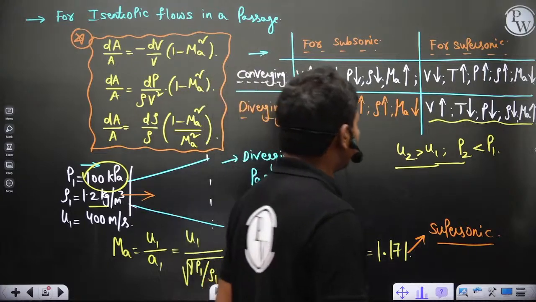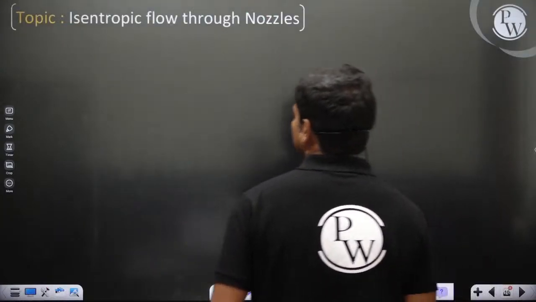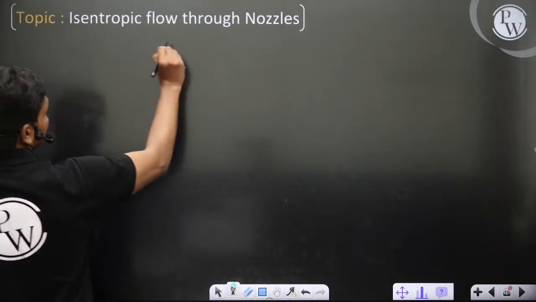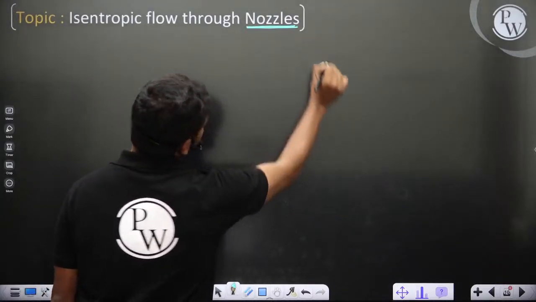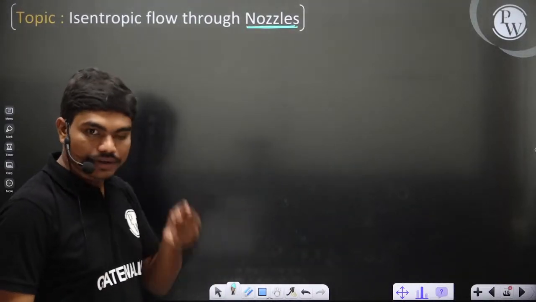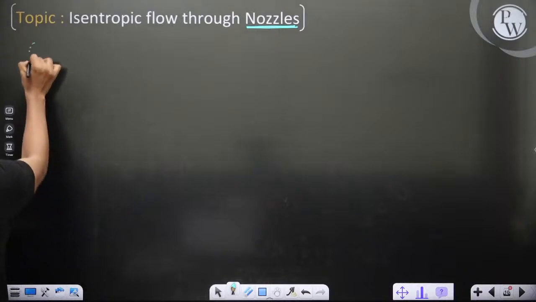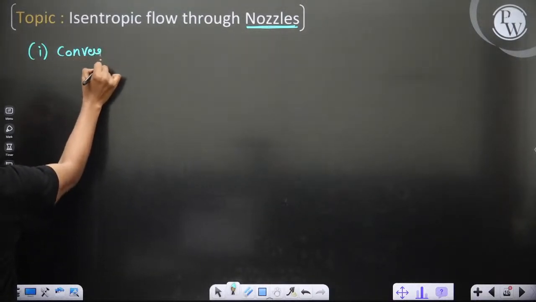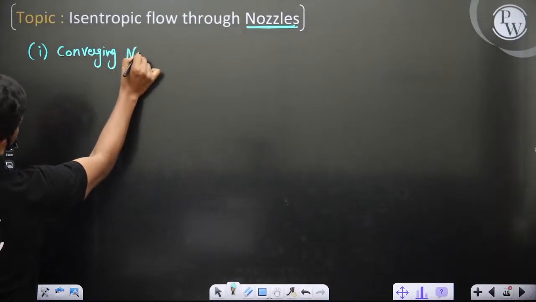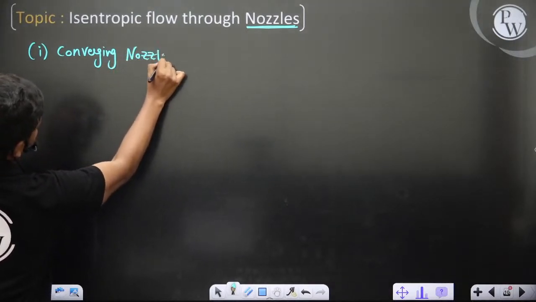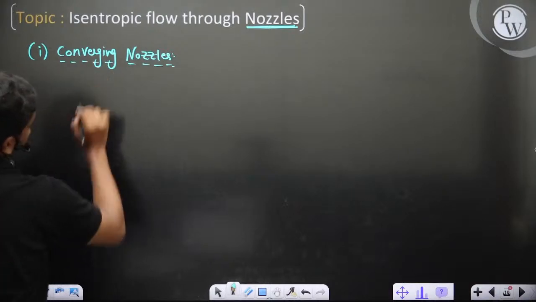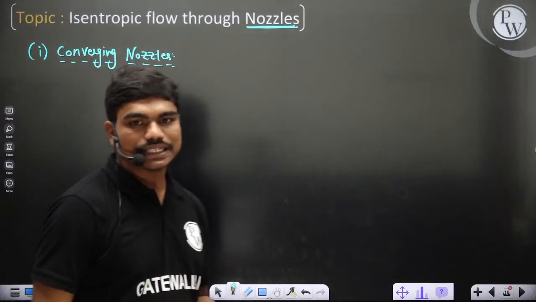Okay, now let's see isentropic flow through nozzles. Of course, the same thing which we were talking about, but here one thing, it's not passes. We have come to a clarification that they are nozzles actually. Now let's see. First case, we will talk about the converging nozzles. So if we have converging nozzles, then what happens actually?